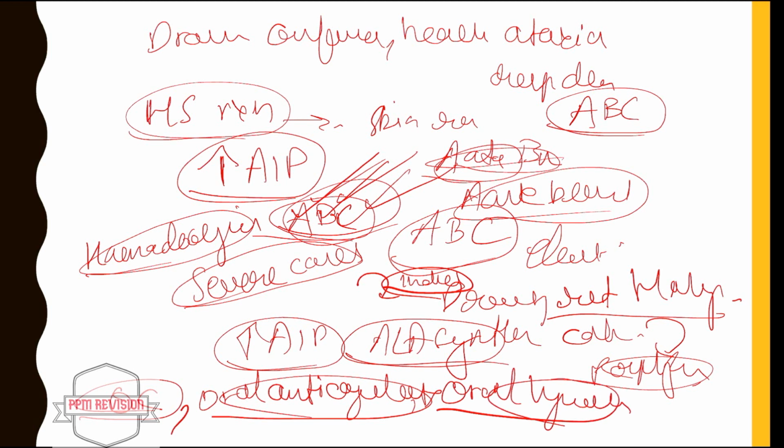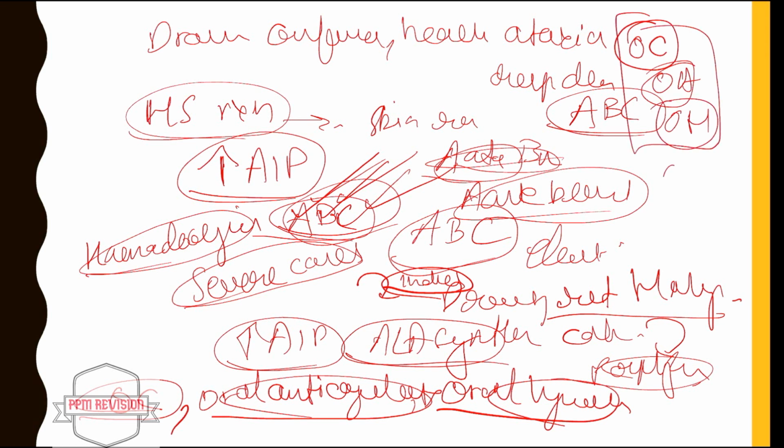So what does it interact with? In case I ask you what barbiturates interact with, three things should come to your mind: the OCs, OA, all are oral. So oral contraceptives, oral anticoagulant, oral hypoglycemic. These points should be known. Let me repeat: oral contraceptive, oral anti-epileptic, oral anticoagulant, and oral hypoglycemic.